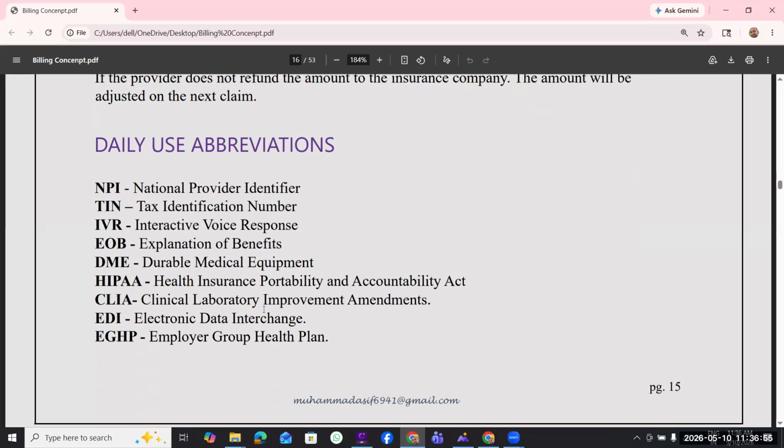Daily use abbreviations. The next topic is daily use abbreviations. NPI, National Provider Identification Number. TIN, Tax Identification Number. IVR, interactive voice response. EOB, explanation of benefits. DME, durable medical equipment. HIPAA, Health Insurance Portability and Accountability Act. CLIA, Clinical Laboratory Improvement Amendments. EDI, electronic data interchange. EGHP, employer group health plan.